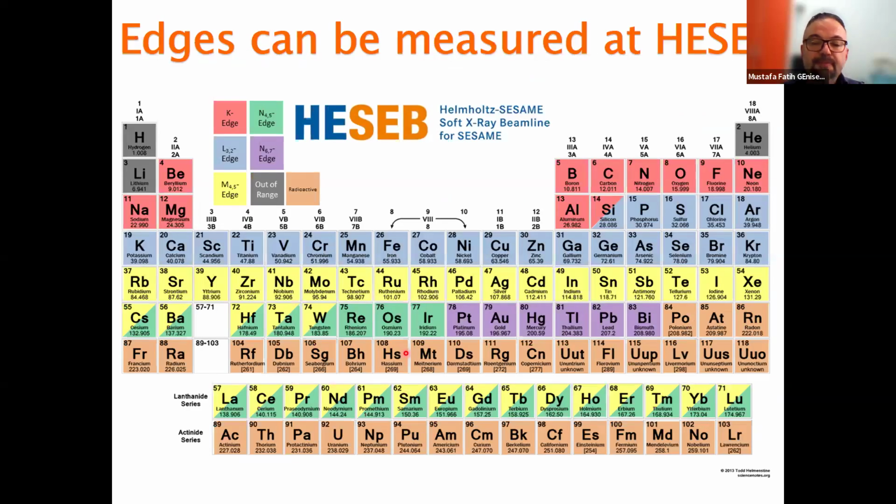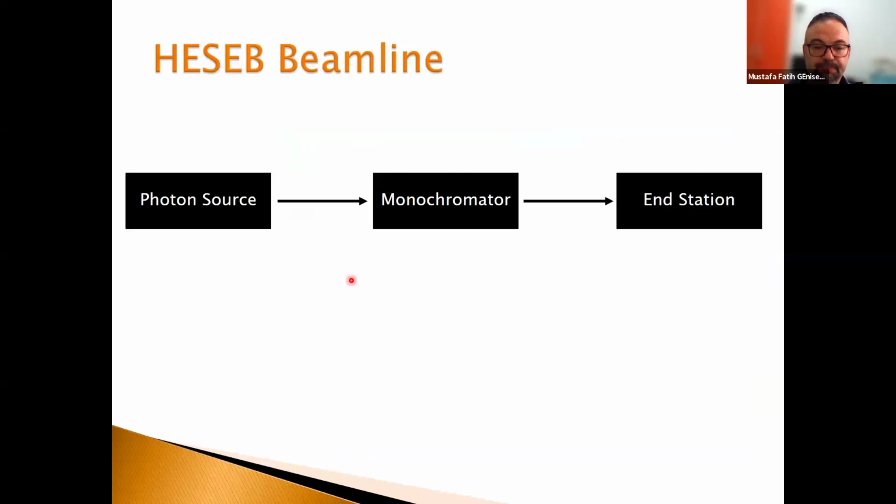And when we look at HESEB, we will deal with this later, but anyway, we will go deep into it. HESEB deals with the K shell of beryllium to aluminum, and from silicon to krypton, the L edge, and the M edge of second row transition metals and lanthanides. There are some limitations. Even though we said that we can look at the M edge of these materials, scientifically they sometimes do not give good data because of some restrictions.